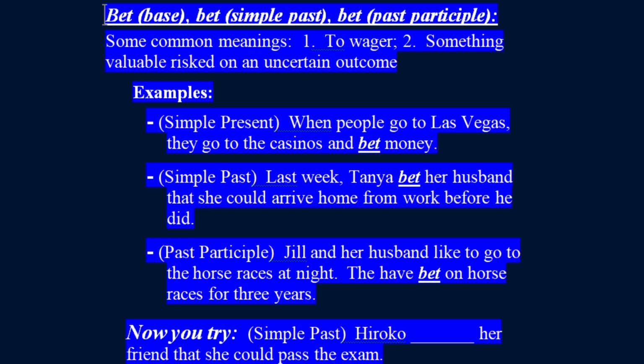Now you try. Simple past. Hiroko blank her friend that she could pass the exam. Hiroko bet her friend that she could pass the exam.